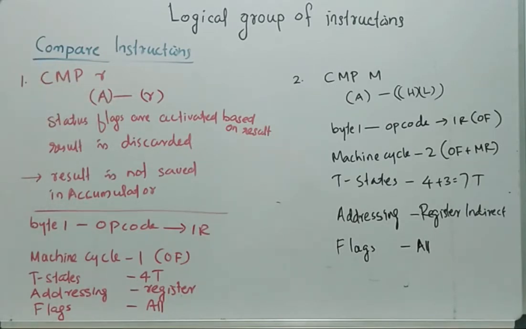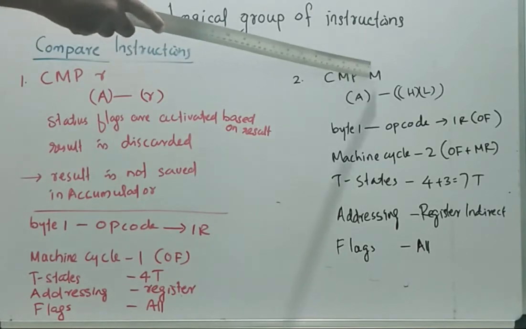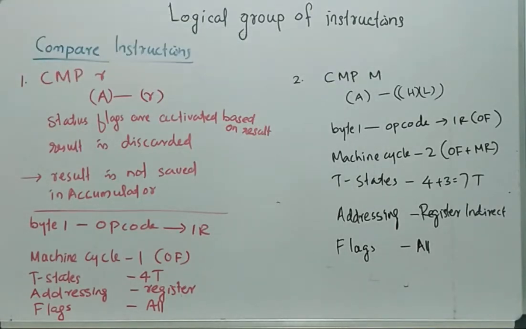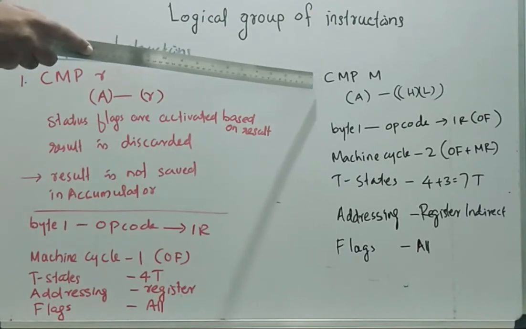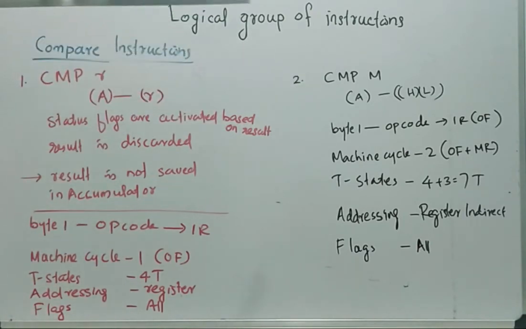The next instruction coming under this category is CMP M. Whenever this instruction is executed, the content of the memory location whose address is available in the HL register pair is subtracted from the content of the accumulator. Based on these results, status flags are activated, and the result is discarded, that is, not saved in the accumulator. When we convert this instruction into machine code, the machine code size is 1 byte long. Therefore, this instruction is also a 1 byte instruction.